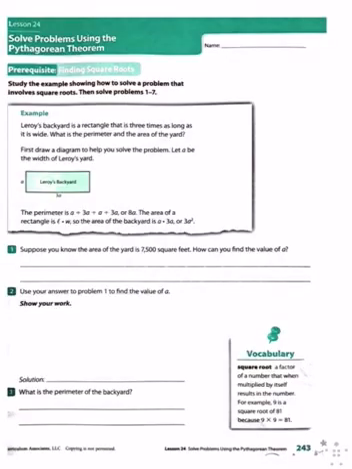Number 1, suppose you know the area of the yard is 7,500 square feet. How can you find the value of A? So since we're talking about area in the problem, we're going to use the formula they give us in the problem. It says the area of the backyard is A times 3A, or 3A squared. If the area is 3A squared, we know the area is 7,500 square feet.